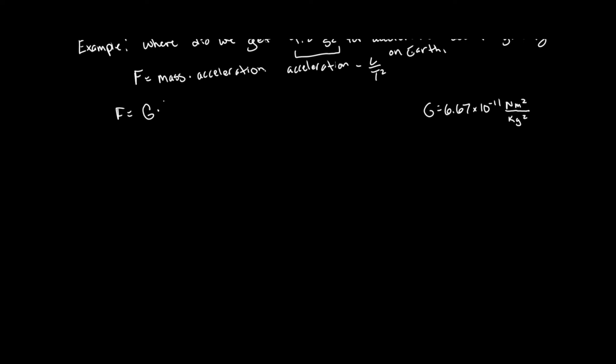So it's G times the mass of an object times the mass of another object, divided by the distance between the center of those two objects, squared. Now I'm going to draw a little pretty picture here. We're going to have some fun. We're going to look at an example here.